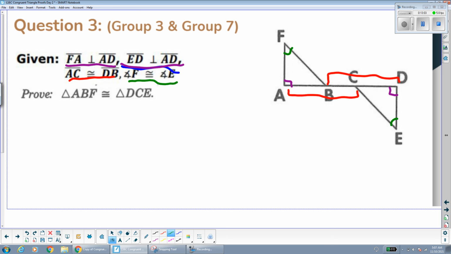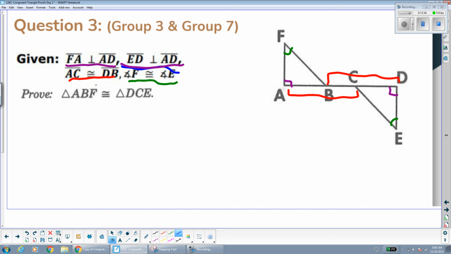So already I see that we have two congruent pairs of angles, the green angles that we were given and the purple right angles that came from knowing that we have perpendicular lines. It would be really great if we had side AB of this triangle on the left and side DC of this triangle on the right. We would be all done then. We would have angle, angle, side, angle, angle, side. But unfortunately, we don't have side AB and side DC.